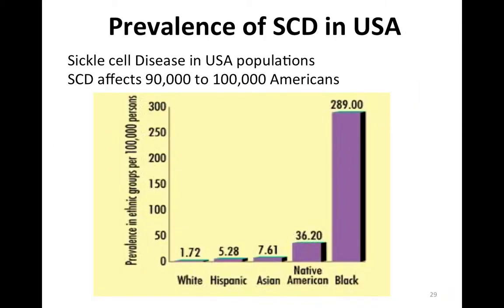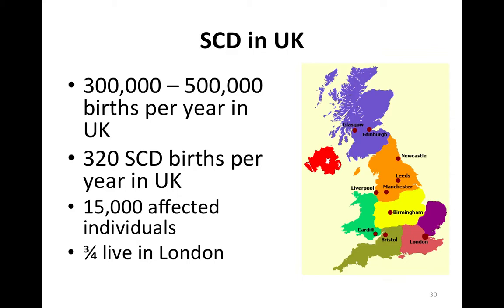The prevalence of SCD in USA. As I told earlier, sickle cell disease in the USA affects approximately 90,000 to 1 lakh Americans. Native Americans are very few. Only black people have much of the sickle cell anemia. So black Americans have this particular hemoglobin, that is sickle cell anemia.